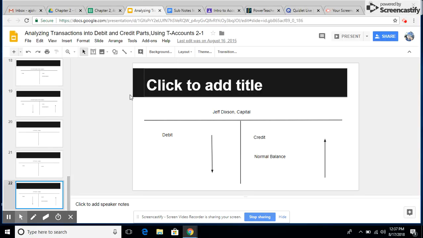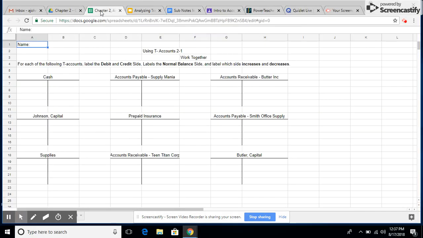Okay, so you need your work together paper now, and it should look like this. And we are going to classify these accounts. We need to label on every T account the debit side, the credit side. We have to label the normal balance side, and then we also have to label which side increases and which side decreases. So we're going to start here with cash.